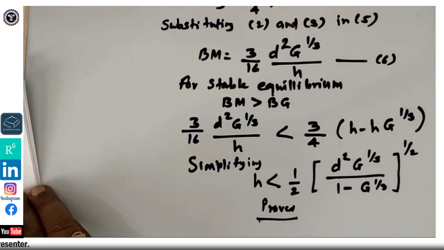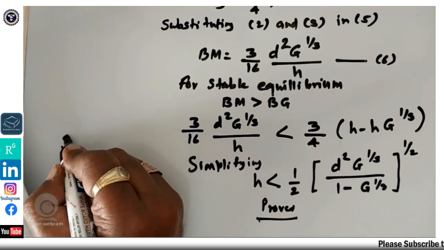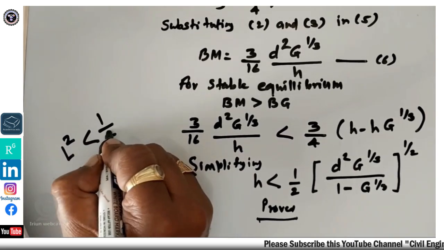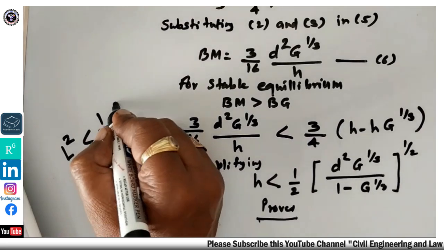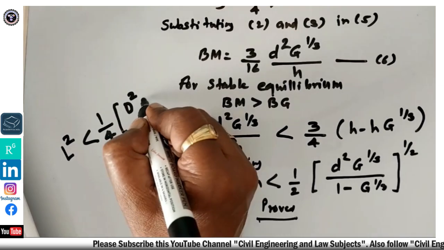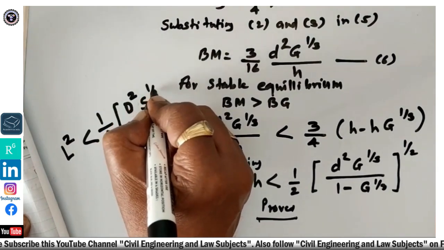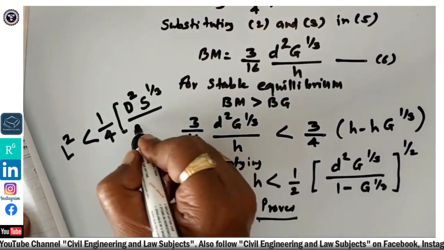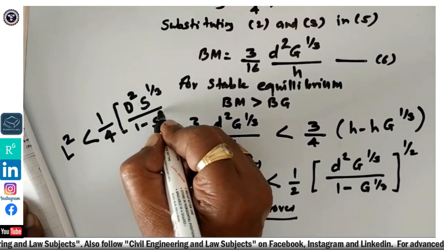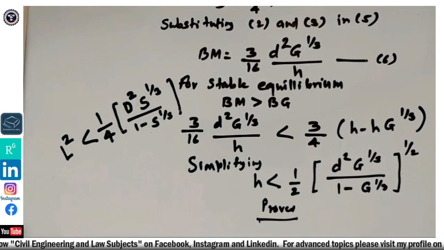So in books you may find it this way: L square less than 1 by 4, diameter of the cone D square, specific gravity of cone material S raised to 1/3 upon 1 minus S raised to 1/3. This way also can be asked in the examination.